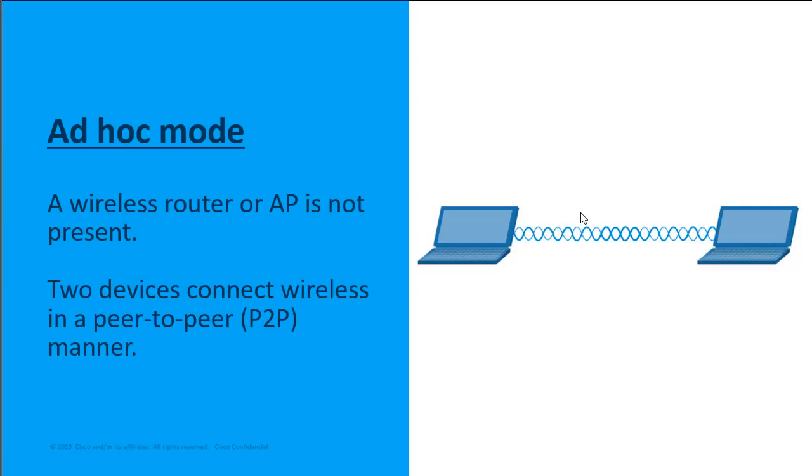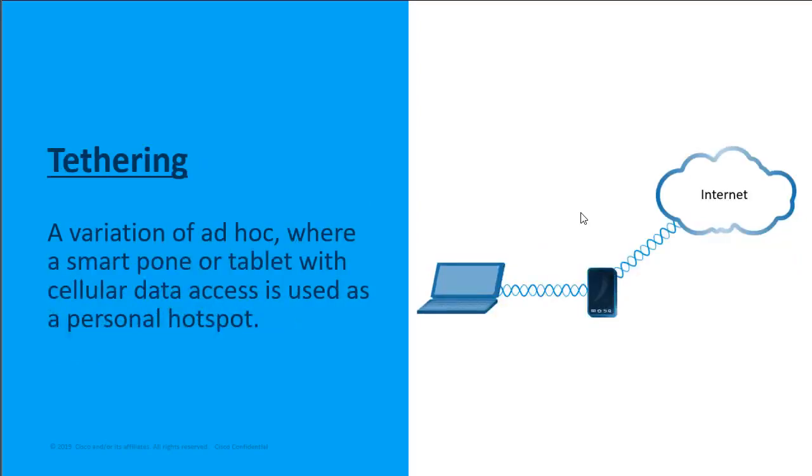You do not have an infrastructure device. It is directly device to device, known as peer-to-peer. Lastly, you could toss this in as like an extra mode, but this would be tethering. And with tethering, this is where you have a cell phone or a tablet with cellular data access connecting to cellular internet. But that cellular device is also running as an access point. We would call that a hotspot.